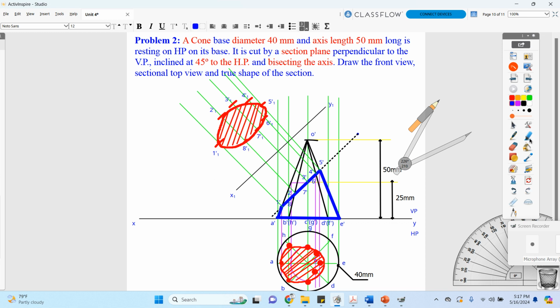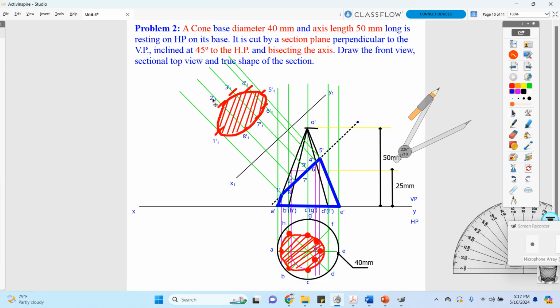So this is your projection of the cone and identifying the true position after the cutting of planes. Okay, so this is the diagram you want to develop for the cone cut section.